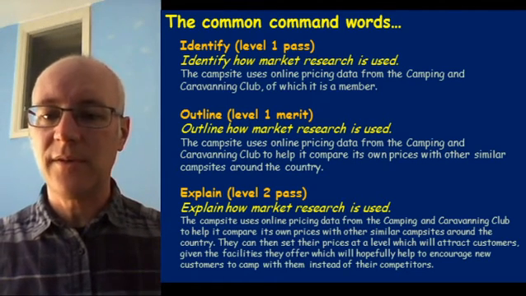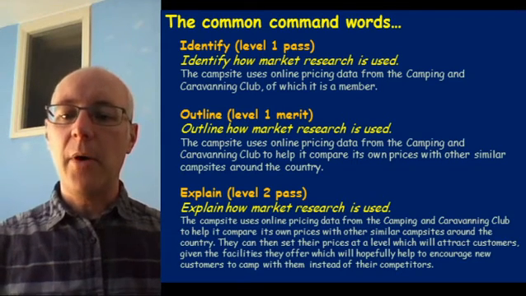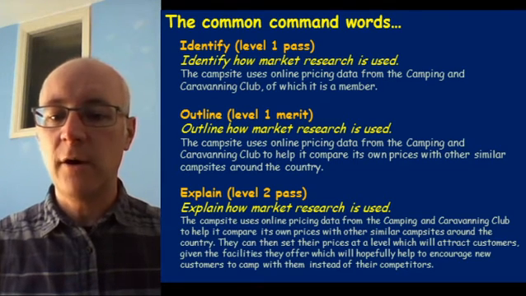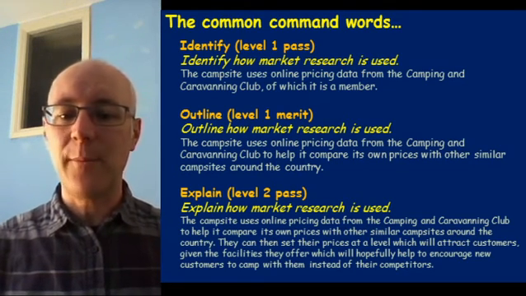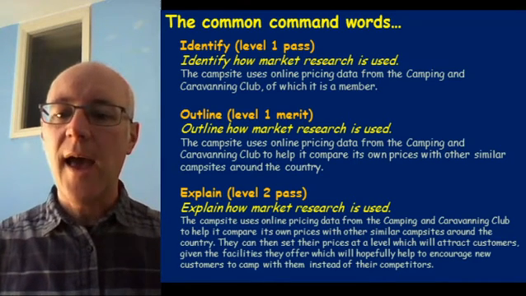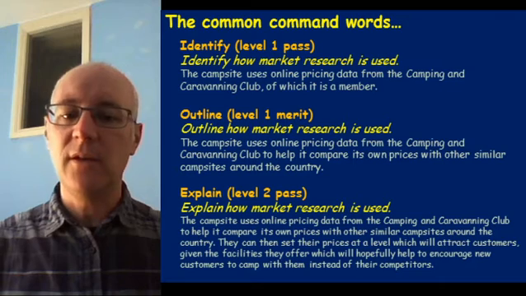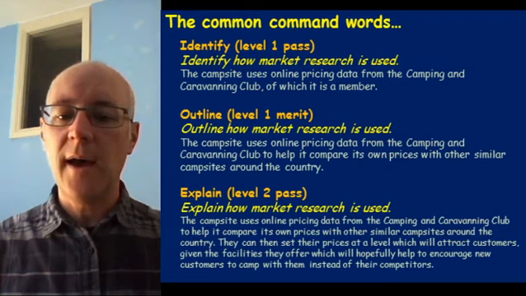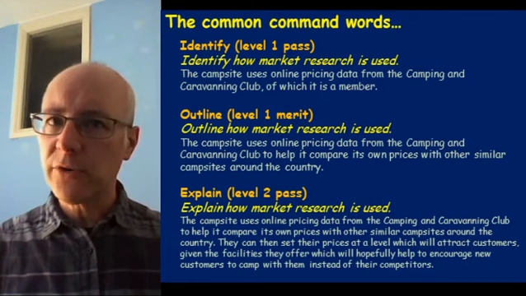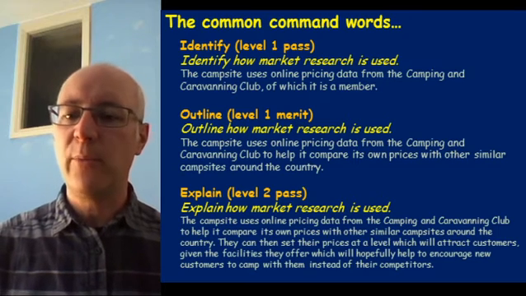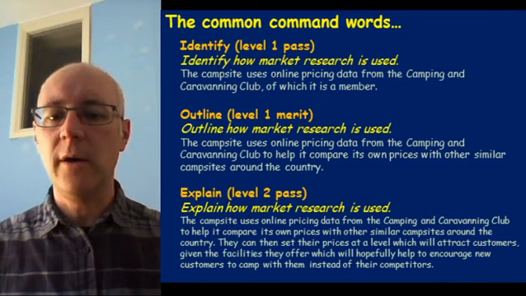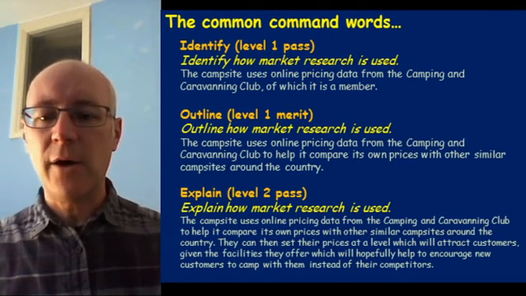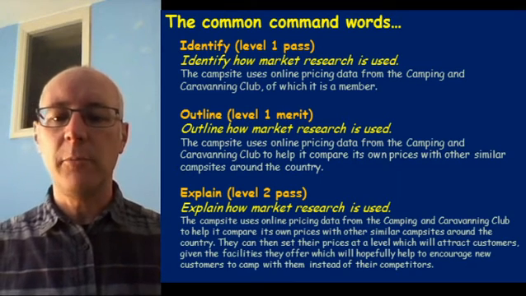So that's the same as I said for identify and outline, but then they can then set their prices at a level which will attract customers given the facilities they offer, which will hopefully help to encourage new customers to camp with them instead of their competitors. So that's saying how they use it, why they do that market research. It's to help them set their prices, help them attract customers, help them to be able to compete with their competitors around them. But also bearing in mind what facilities they offer compared with what facilities other campsites around them offer, because if they offer a lot more facilities they can charge a higher price. Okay, so that's identify, outline, explain. That takes you up to a level 2 pass.